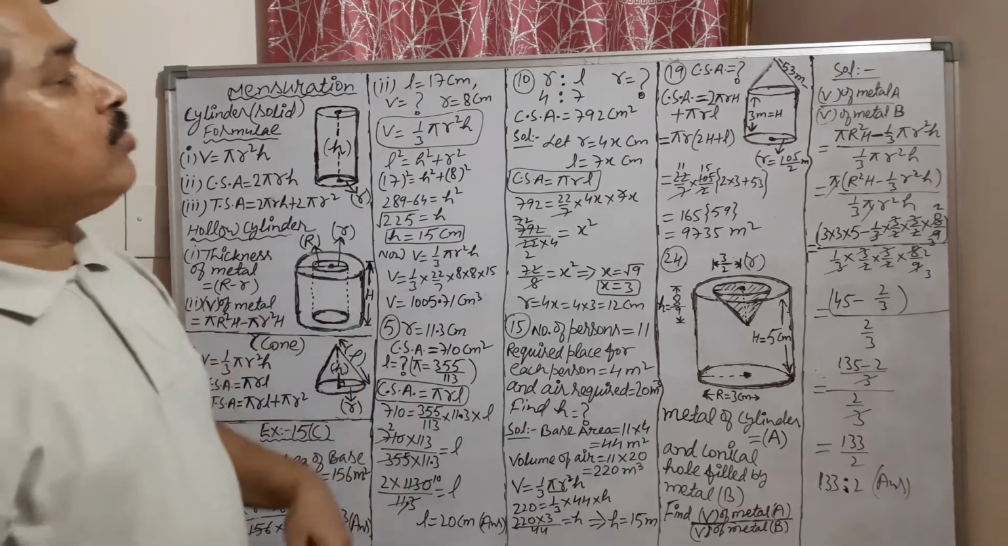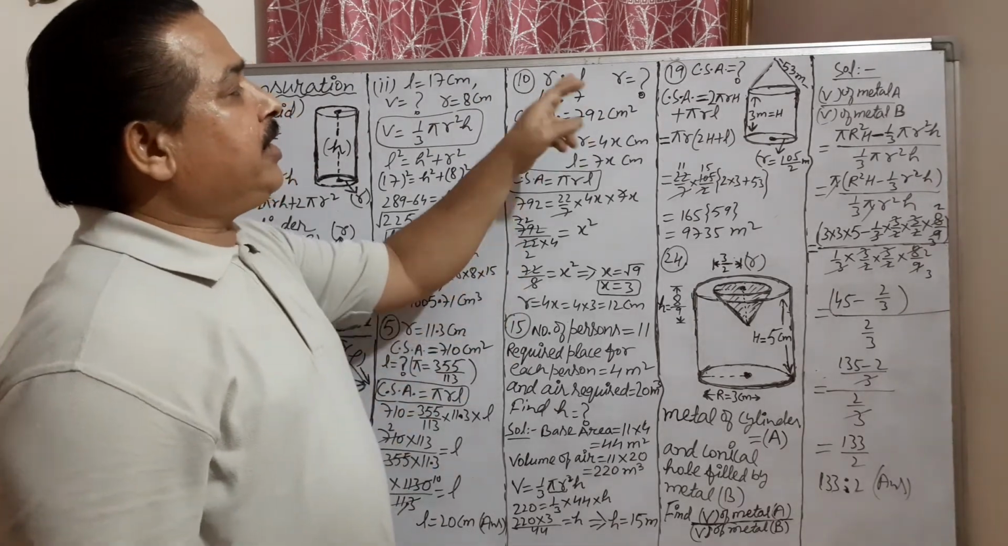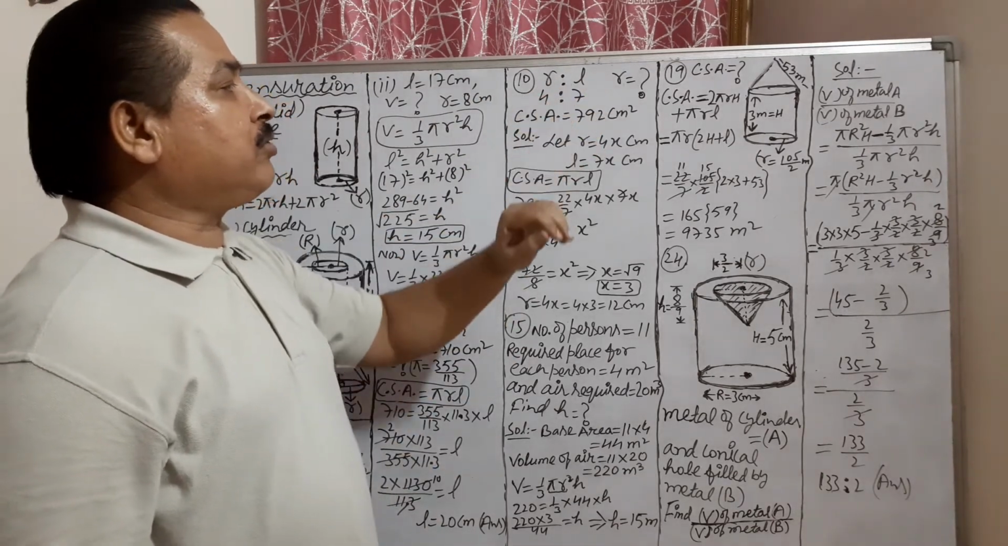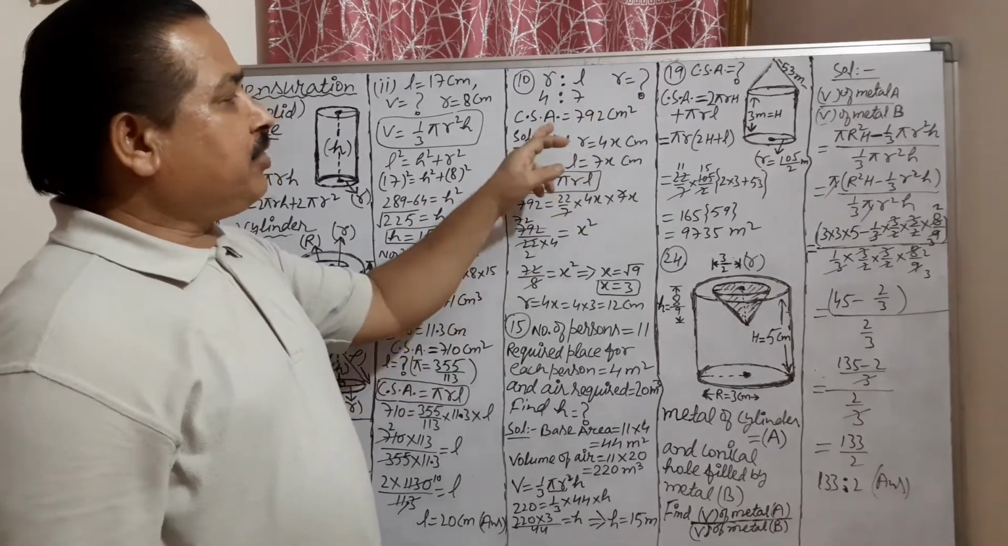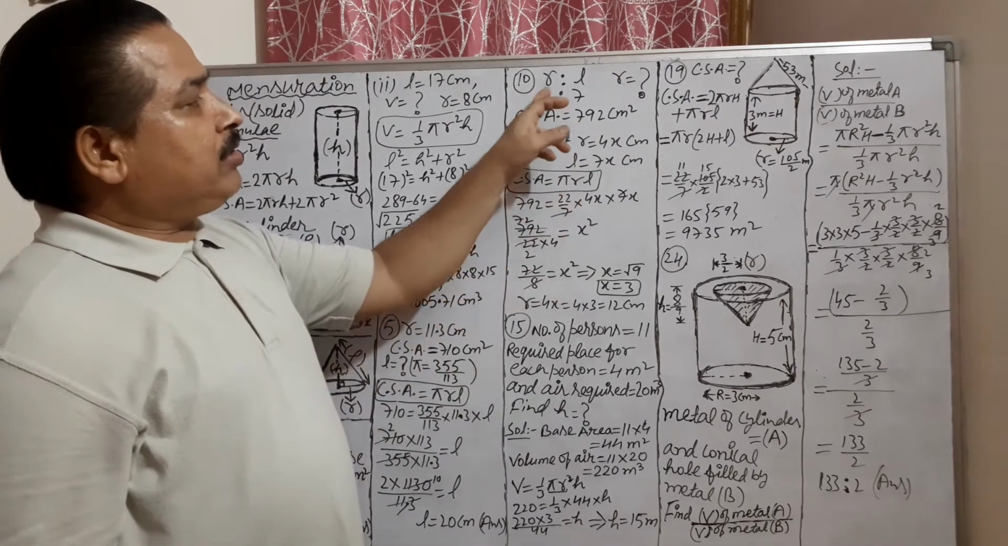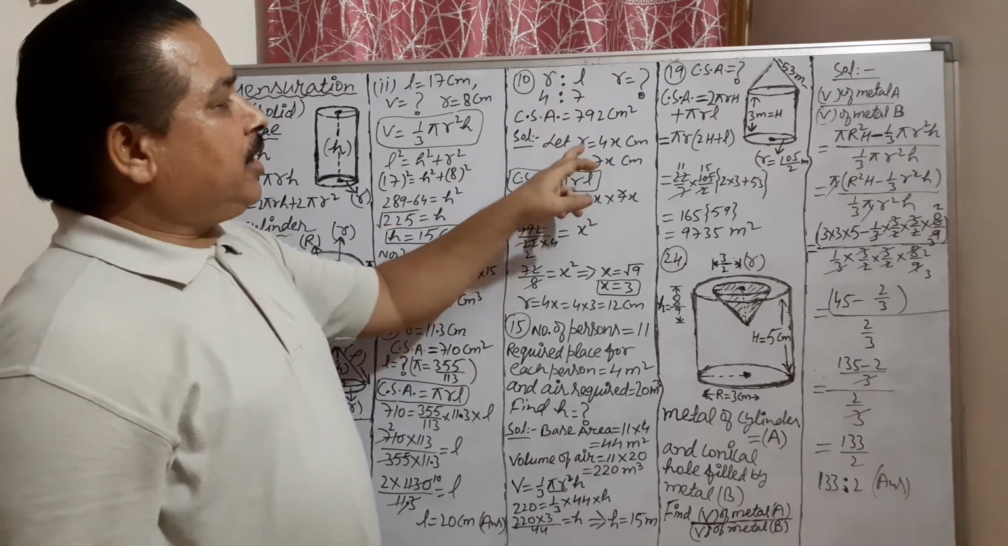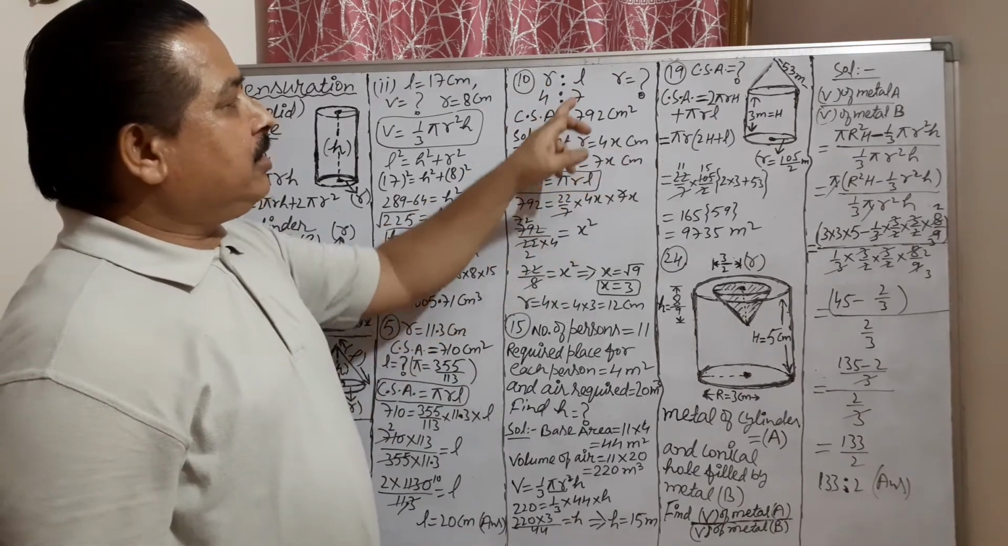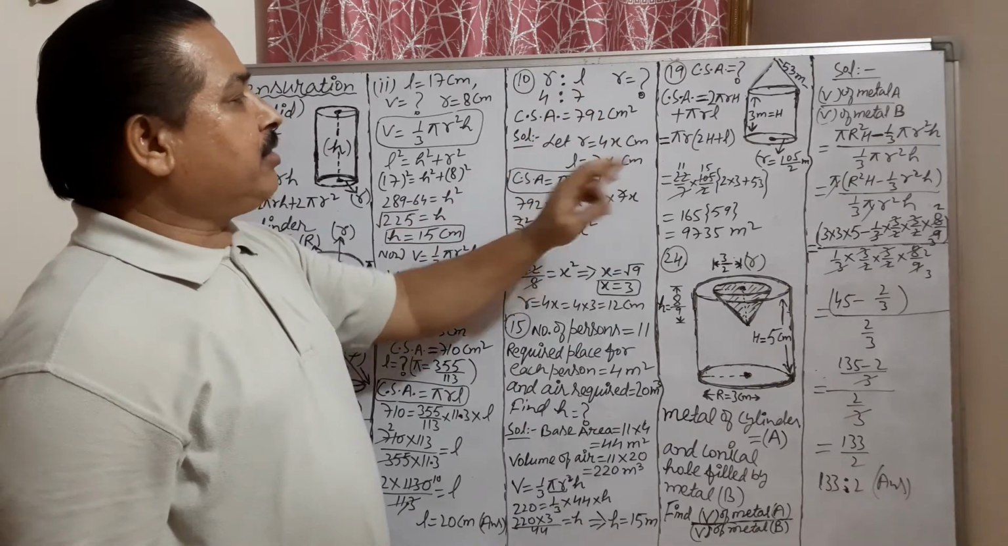Answer. Now see question number 10. The ratio between radius and slant height is given, 4:7. Find the radius. Curved surface area is also given, 792. So now take this ratio in its original form. Let the radius be 4x centimeter and the slant height be 7x centimeter.